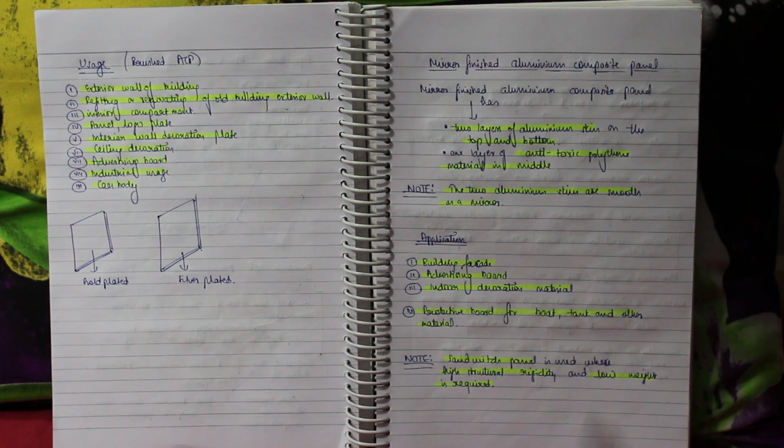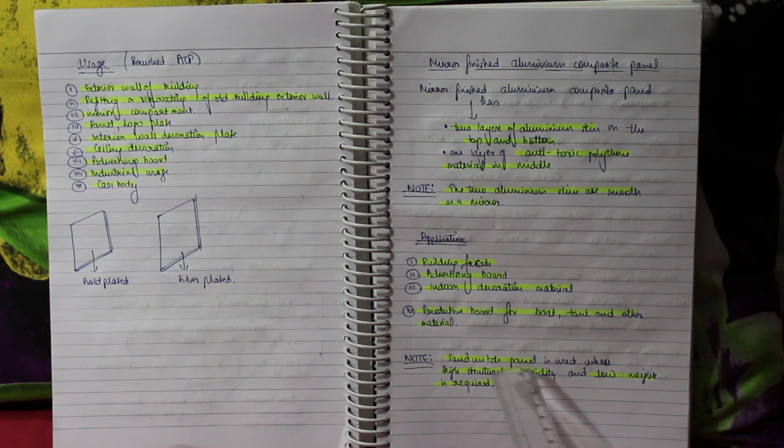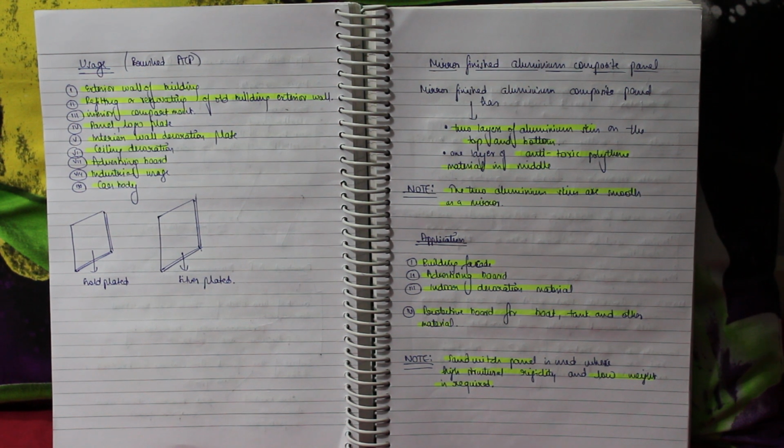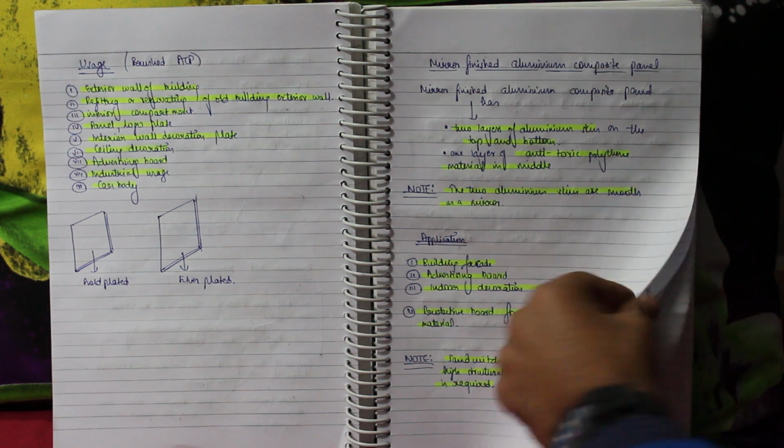Indoor decorative material is obviously a use. Protective board for boats, tanks, and other materials. Sandwich panel, as I already told you, why exactly it is used: it is used where high structural rigidity and low weight are required. It is used in places where we require high structural rigidity. It's rigid and it is low weight, light in weight.